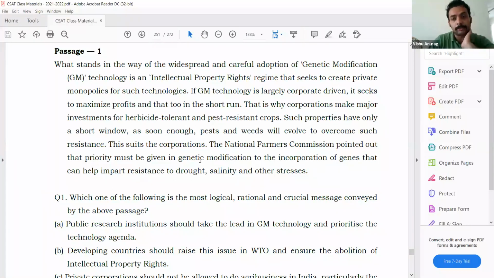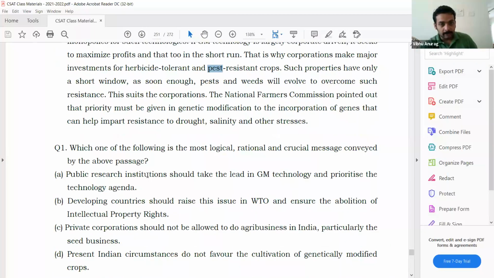He concludes by saying the National Farmers Commission pointed out that priority must be given in genetic modification to the incorporation of genes that can help impart resistance to drought, salinity, and other stresses. So this is what should be focused on. Currently, the focus is on herbicide tolerant and pest resistant crops, which have short-term windows, but the focus should be on crops that impart resistance to drought, salinity, and other stresses. So now what is the main message given here?